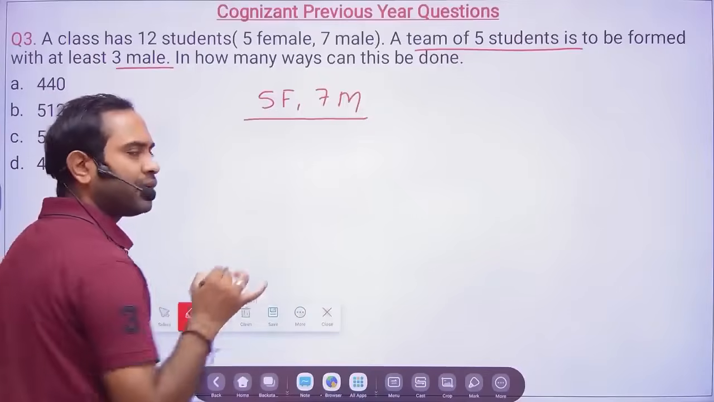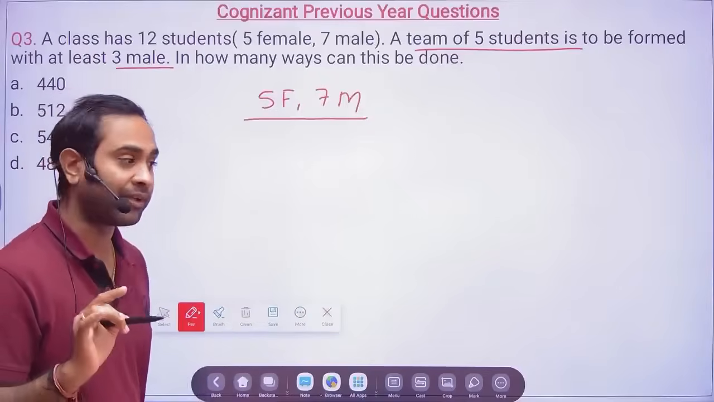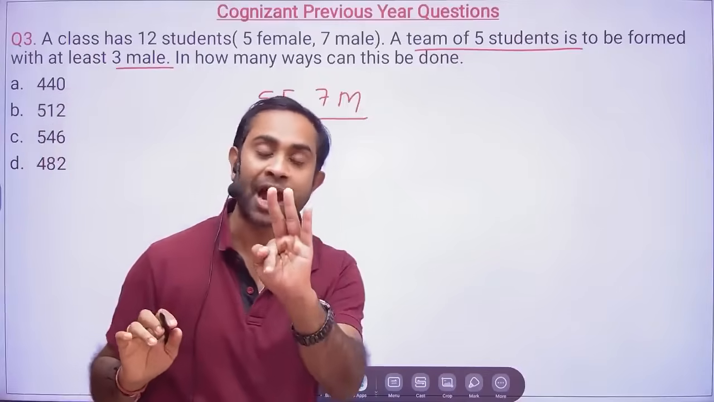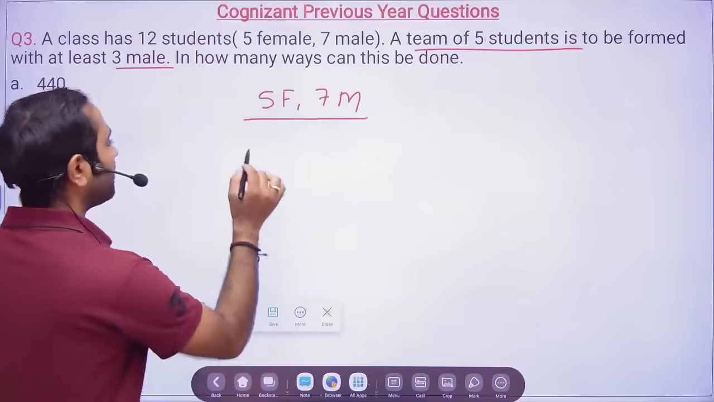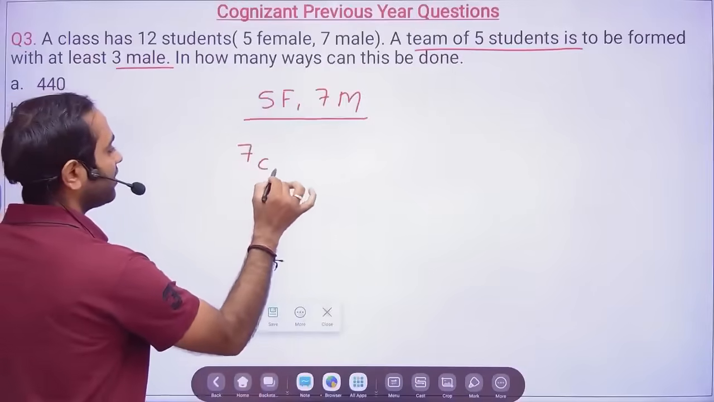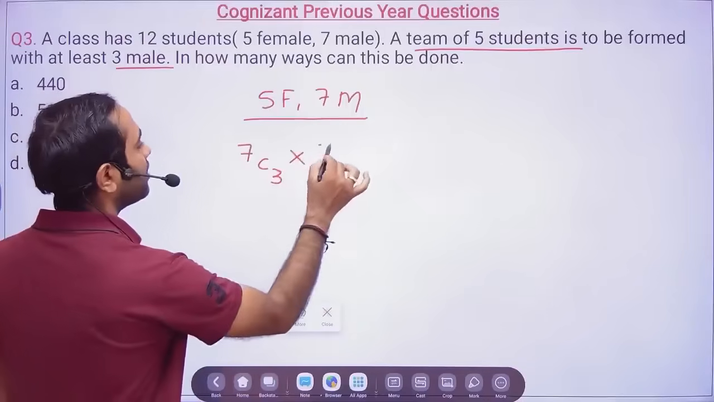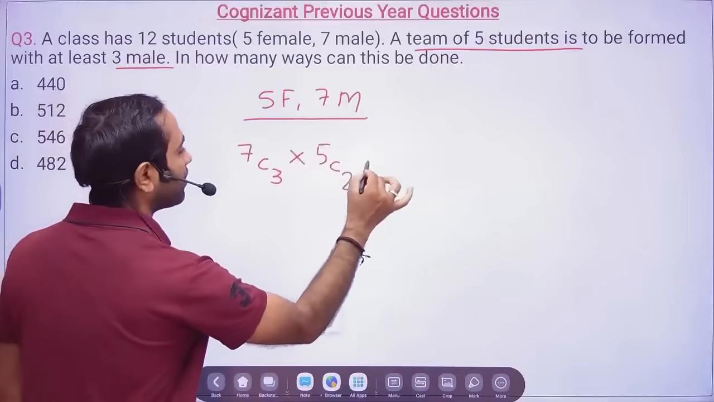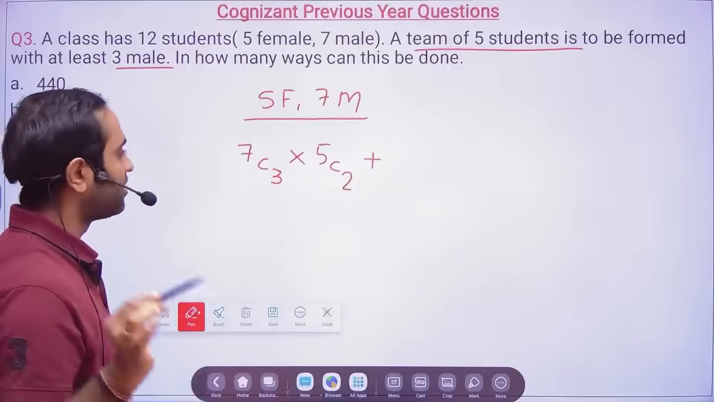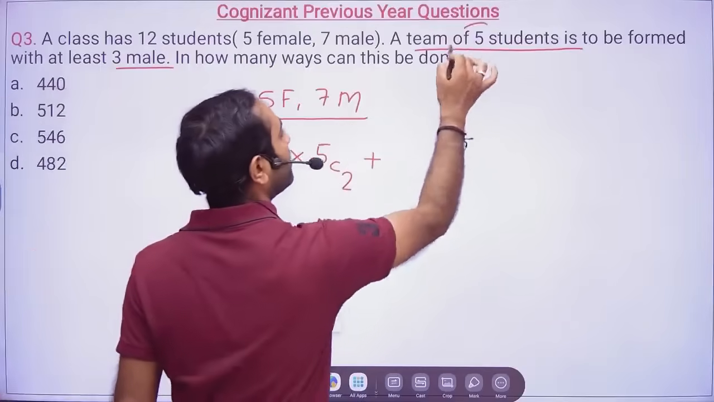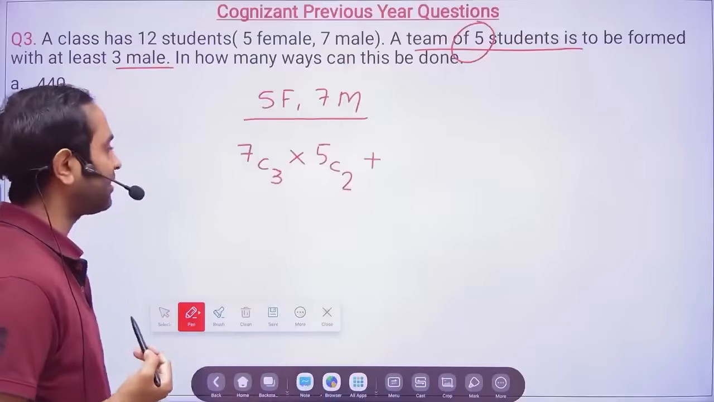5 members you need to form. The condition what they have given, 3 male you have to keep. So first choice is I will select 3 male and 2 female, because the condition what they have given is 3 males I need, and total 5 students have to be selected.